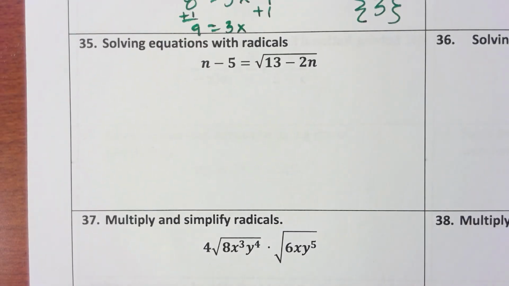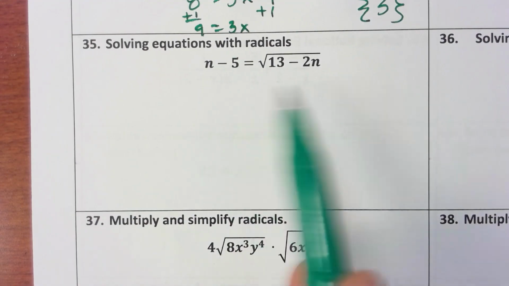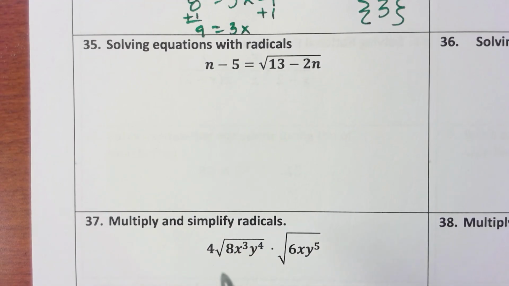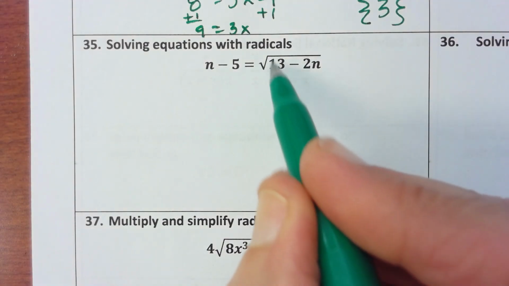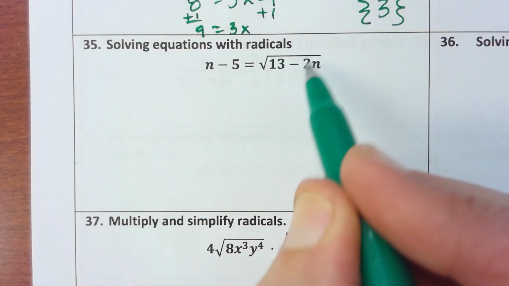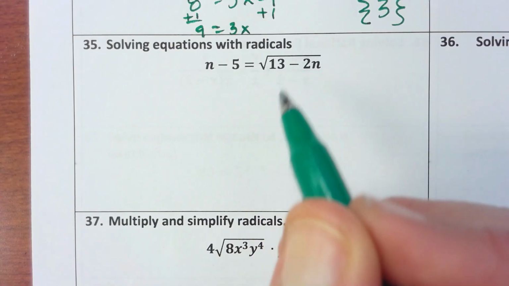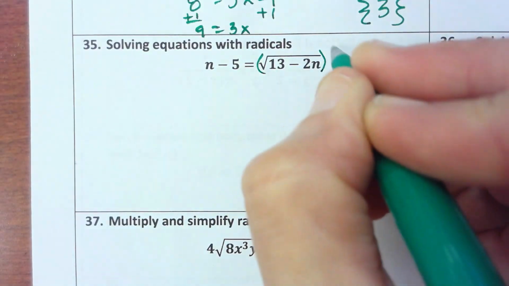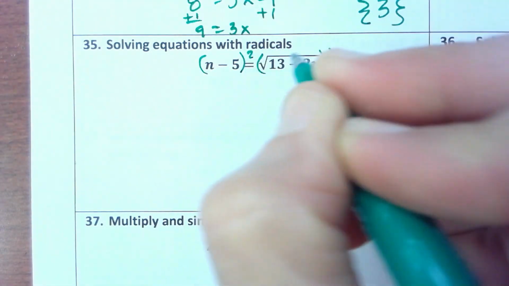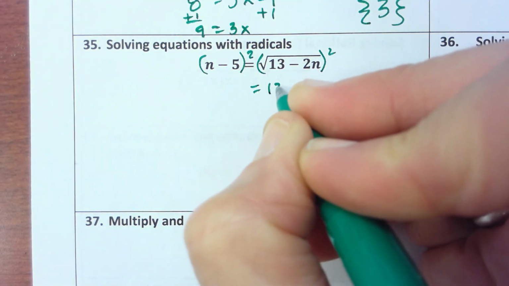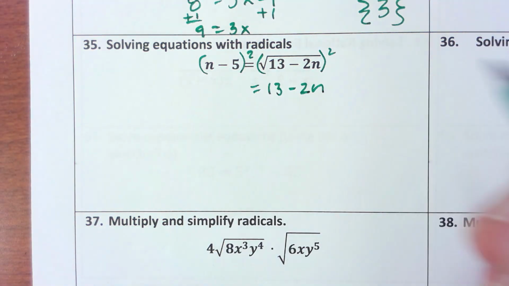Okay, solving more equations with radicals. Now this one is a little bit funky because we have variables on both sides. So the radical here is already isolated. It's the only part of the equation on the left side here, or the right side. So I'm just going to start by squaring both sides to undo that radical. So this side, this one's easy. That just becomes 13 minus 2n.